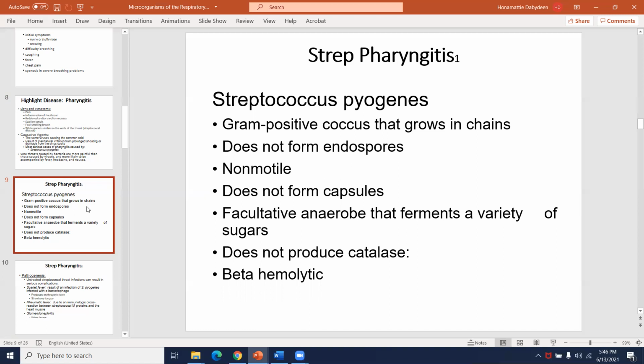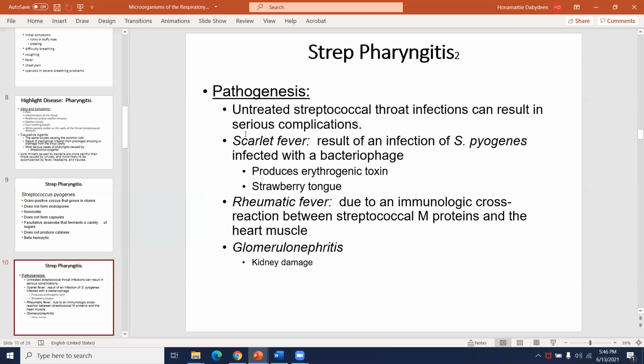Streptococcus, the whole genus strep to begin with, none of the species of streptococcus would produce catalase. Strep pyogenes that we're going to be talking about is a beta hemolytic organism. Okay? Now, if we're talking a little bit about the pathogenesis of this organism, we'll learn that if left untreated, streptococcus can result in some very serious complications like scarlet fever and rheumatic fever and glomerulonephritis.